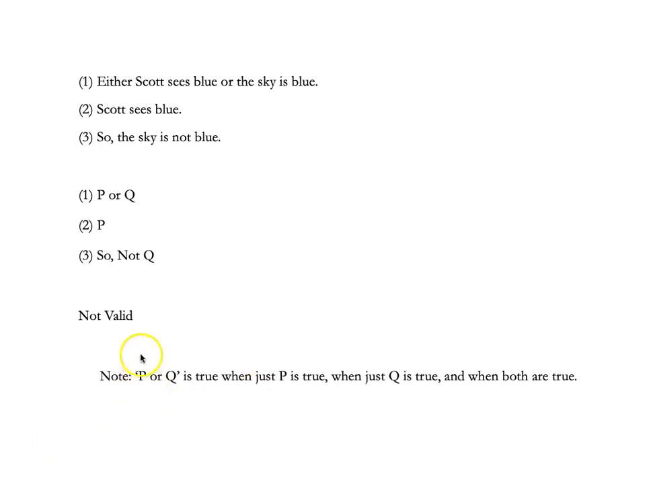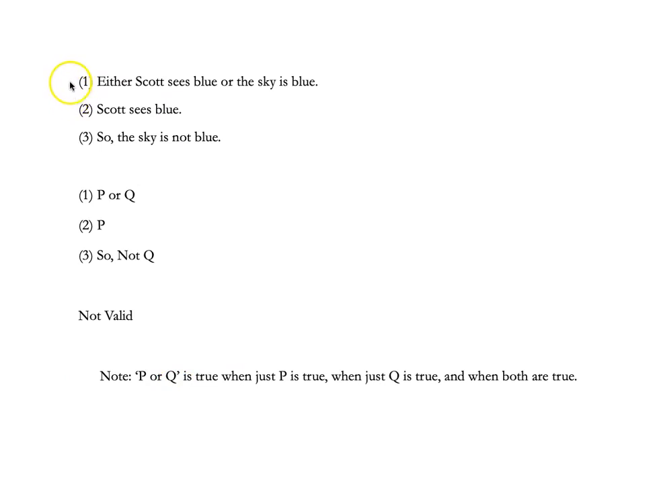The only situation in which P or Q is not going to be true is if neither of them are true. So if just this one's true, then P or Q is true. If just this one's true, then P or Q is true. If they're both true, then the whole thing's true. The whole thing's going to be false only when both are false, when neither P nor Q are true. And so given that understanding of "or", we can see why this argument's not valid.